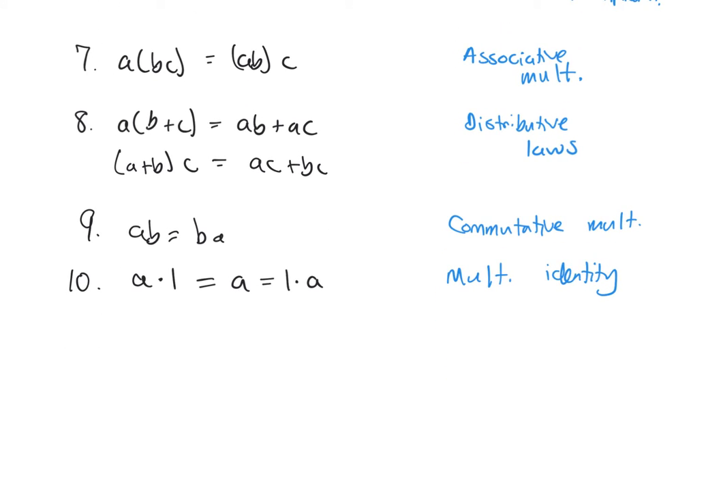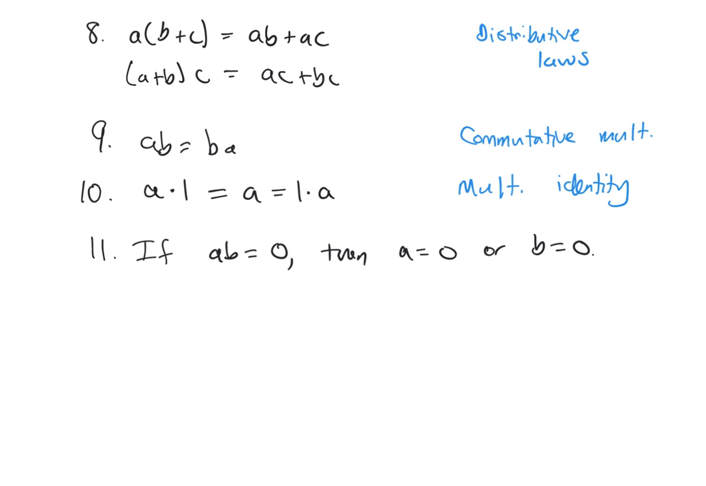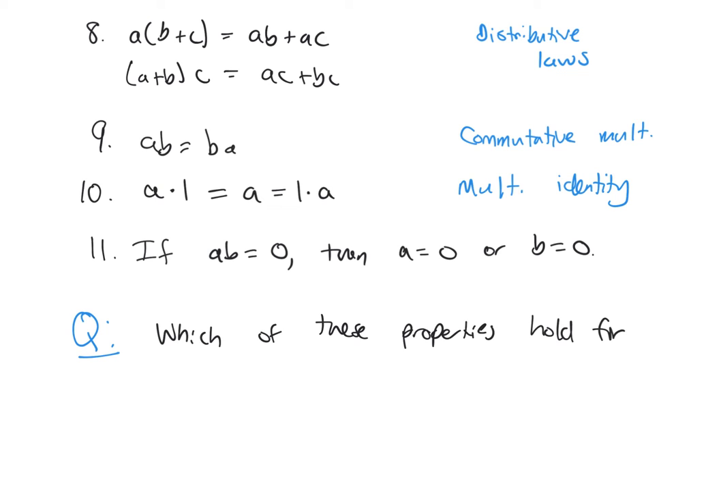And then finally, the last property is one we see a whole lot when we're solving equations in college algebra and calculus. If a product equals 0, then one of the two things has to be 0. So we might ask the following question. These properties are all for integers, but which of these properties hold for Zn?